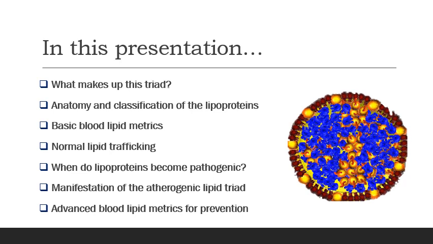First, we'll define what the atherogenic lipid triad is. Then we'll discuss the structures that make up a lipoprotein and how they are classified into groups. Next, we'll discuss what the basic blood lipid metrics tell us about these lipoproteins. Then we will move into the mechanisms of normal lipid enzyme activity and when that activity becomes abnormal and pathogenic.